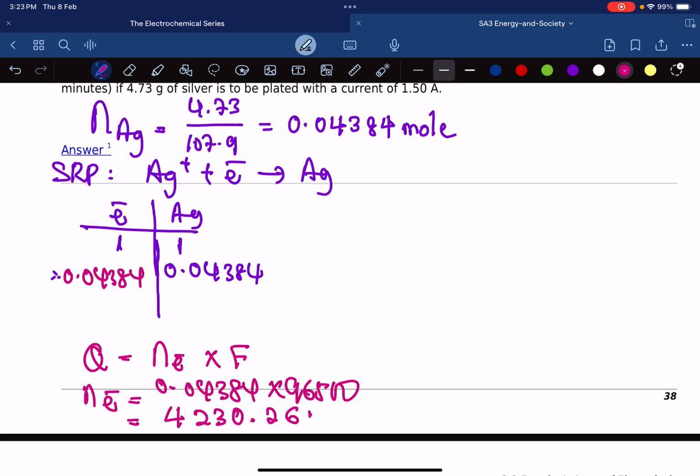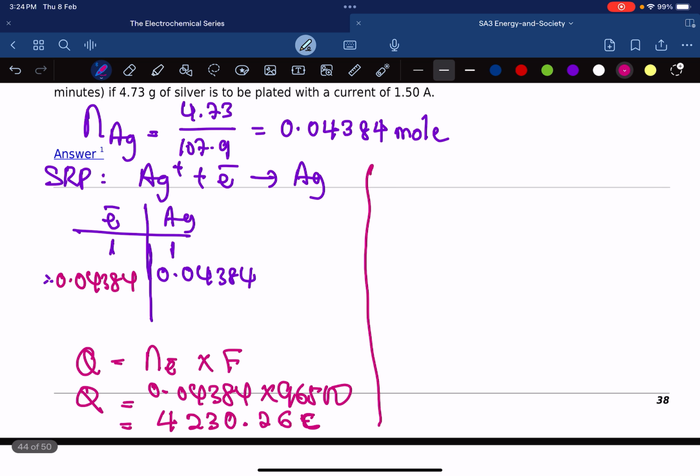Sorry, I made a mistake here. What I wanted to do here was, this was Q. Okay, this was Q, sorry. So this would be that many coulombs. All right, so now we know the coulombs.